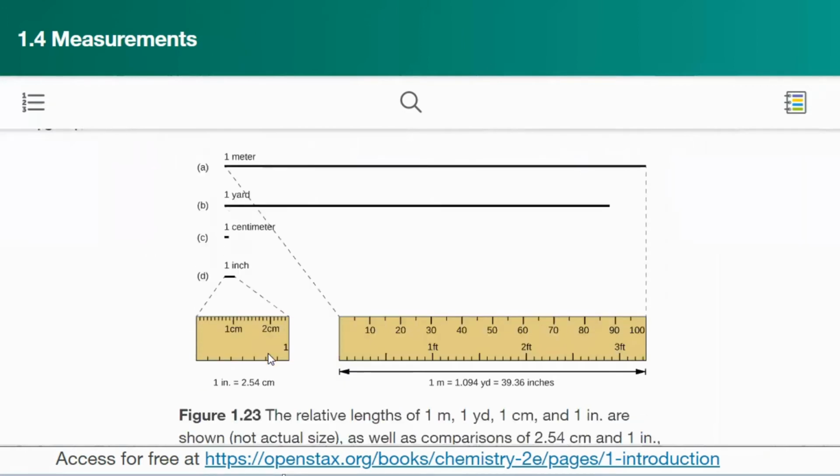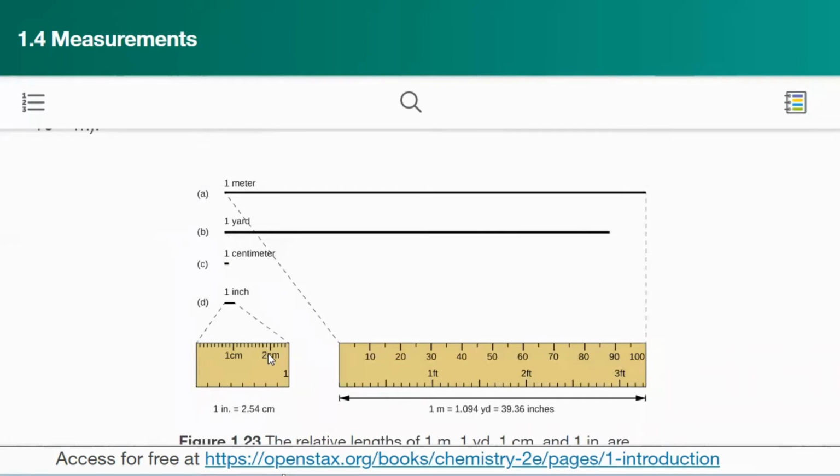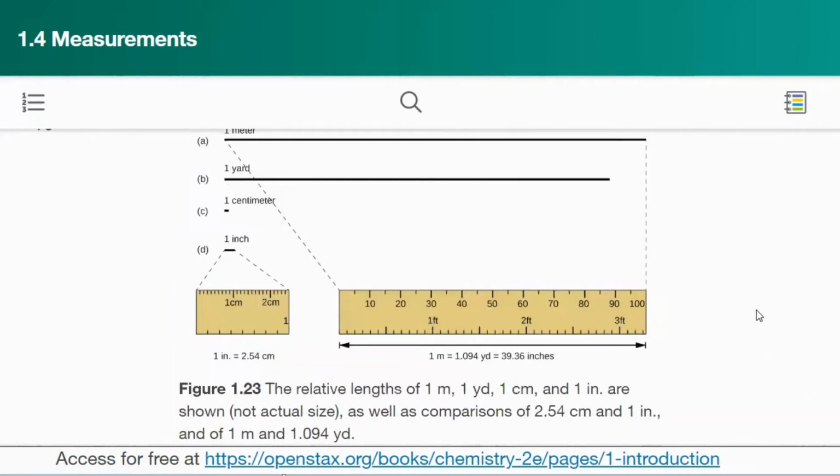So figure 1.3, the relative lengths of 1 meter, 1 yard, 1 centimeter, and 1 inch are shown, not actual size, as well as comparisons of 2.54 centimeters and 1 inch, and 1 meter and 1.094 yards. So 1 meter is a little longer than a yard, and we have 1 centimeter. 1 inch is 2.54 centimeters.